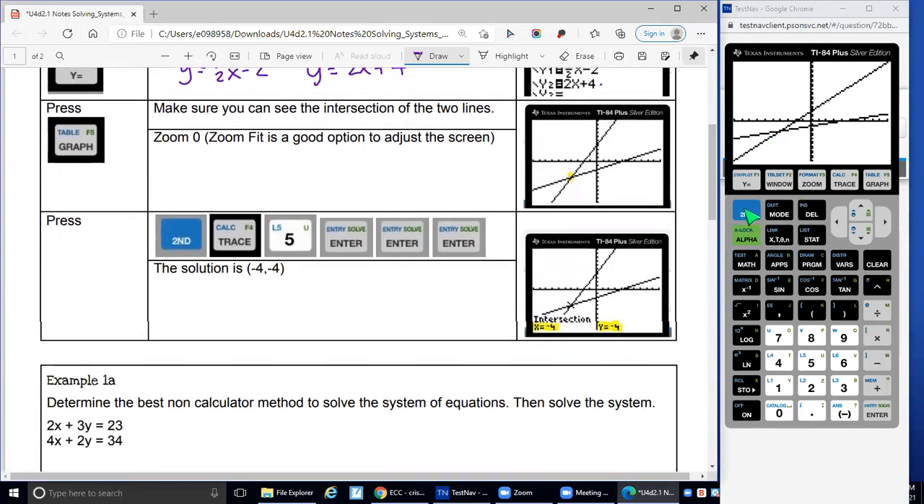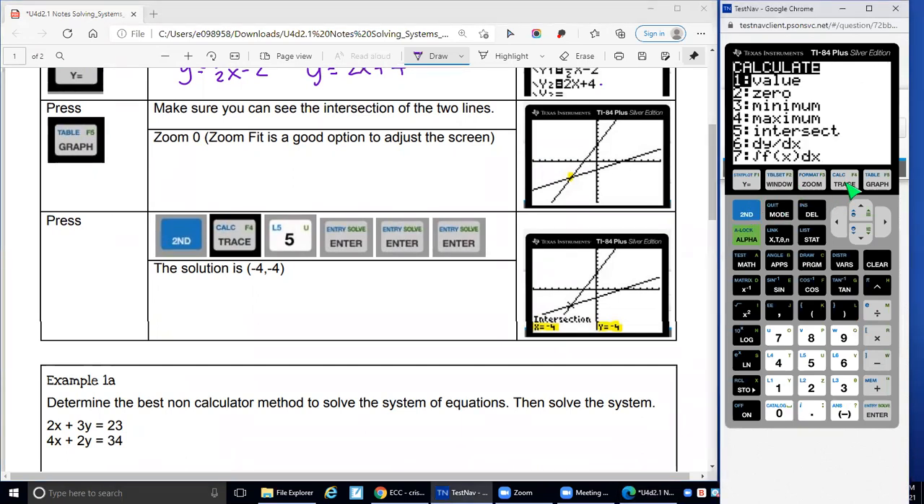Press. Once you do it, after a while, it becomes second nature. Second, trace, 5 for intersect, enter, enter, enter. Okay, let me do that again. Second trace pulls you up to this, and it's like, oh, intersection, that's what I want, 5. And then it says first curve. It's just identifying the different curves. So you hit enter. The second curve, yes.